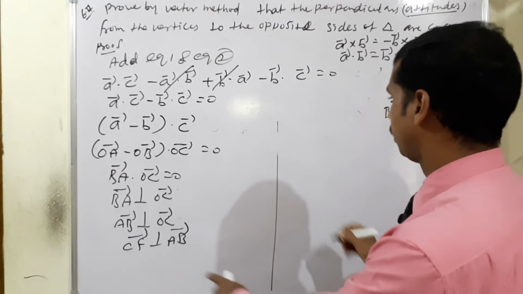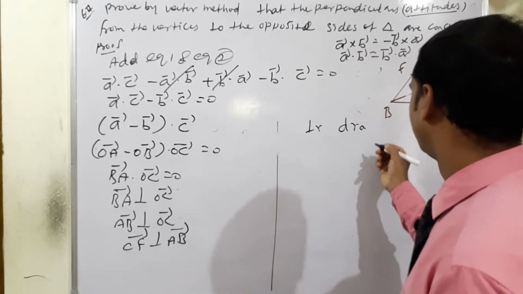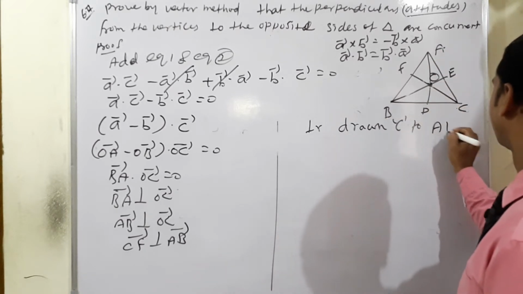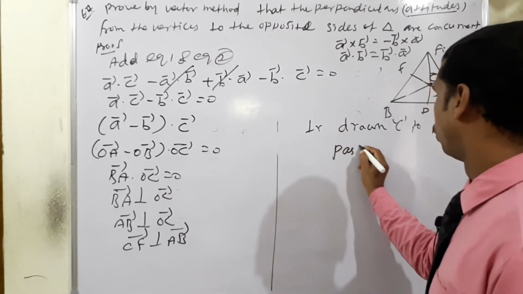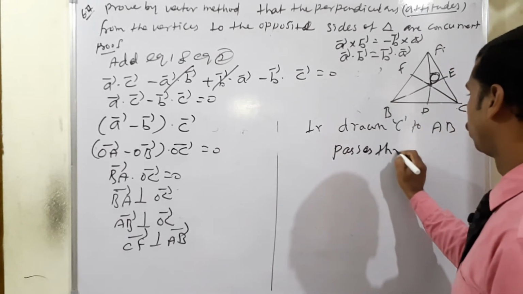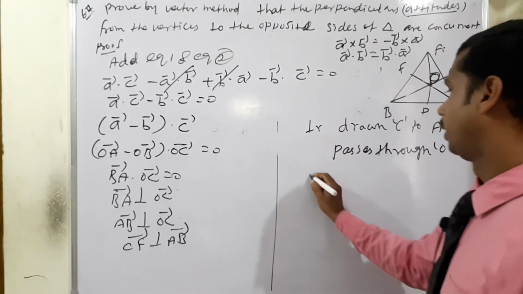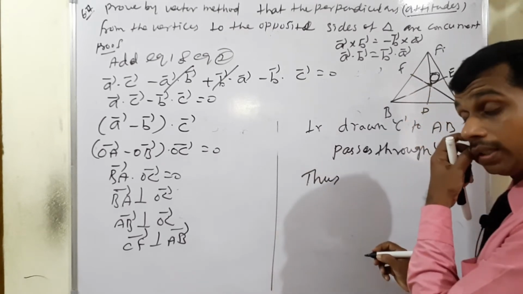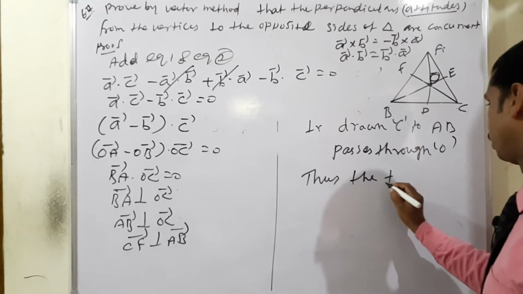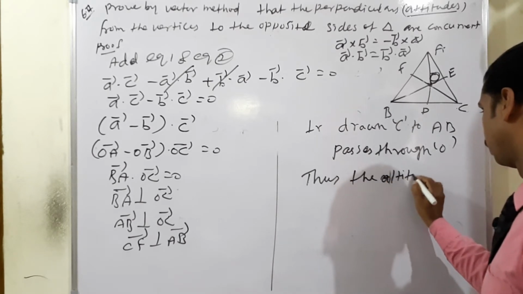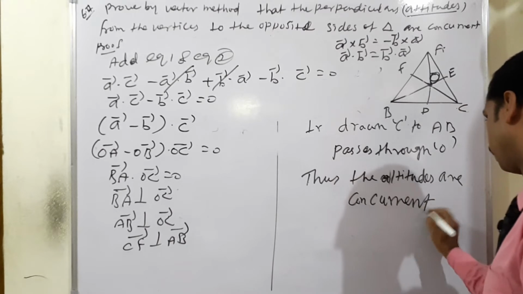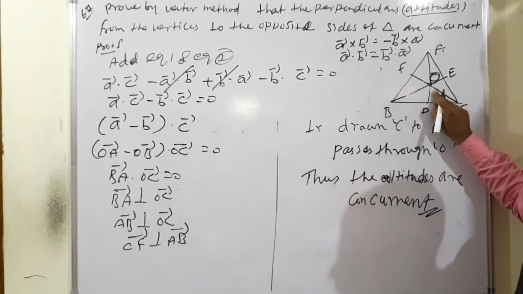So CF, the perpendicular drawn from C to AB, passes through the origin point O. Thus, the three altitudes are concurrent. Concurrent means all three lines meet at one point, that is called concurrent.